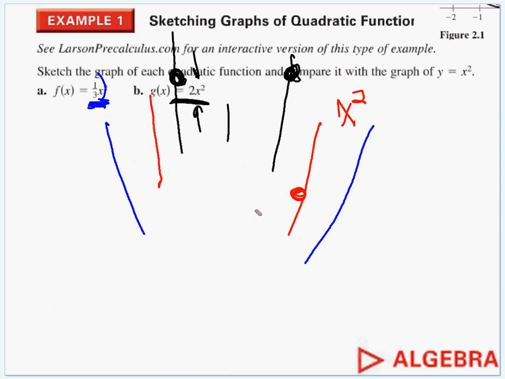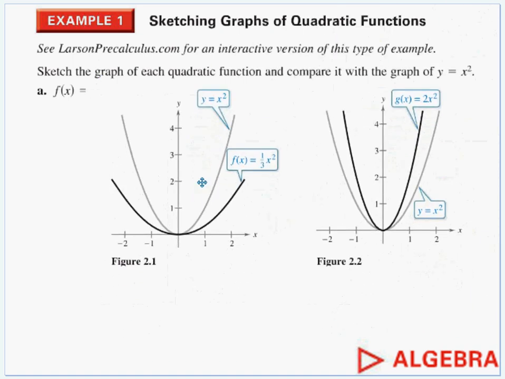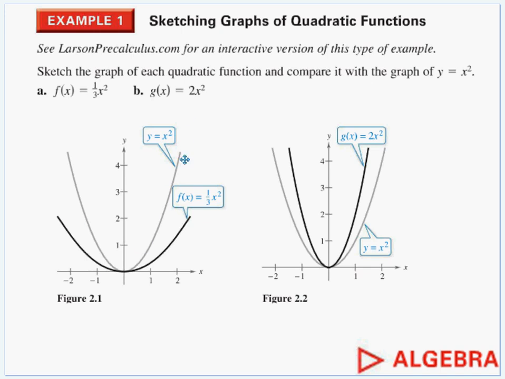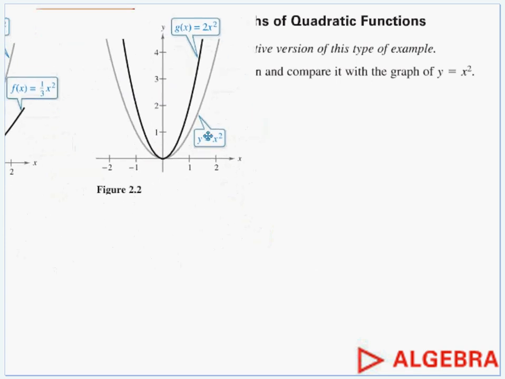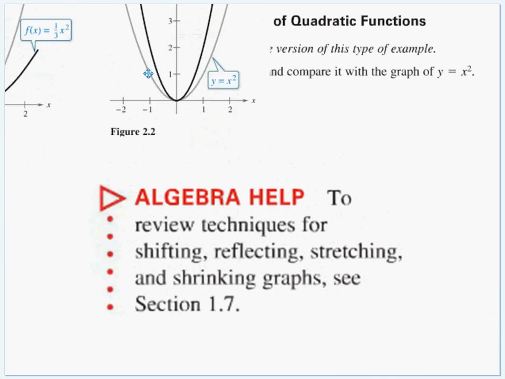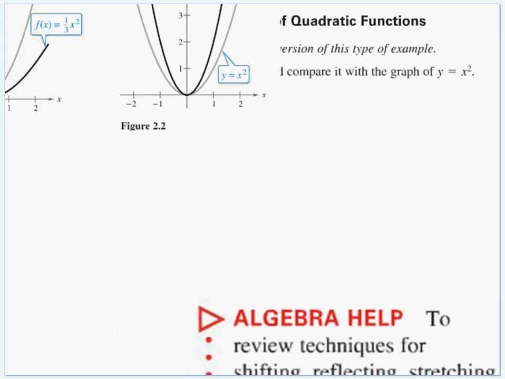And I see up in the corner, the book has a graph. I'm sure it's better than mine. We'll see here. Okay, the light gray, that's our x squared, and there's our fraction. The 1/3 opens the parabola up. It makes it farther away from the y-axis. But when we make the number in front of x squared a positive number greater than 1, it's going to make our parabola rise faster, or make it closer to the y-axis. There is a section in the book if you want to go back to review that, section 1.7.